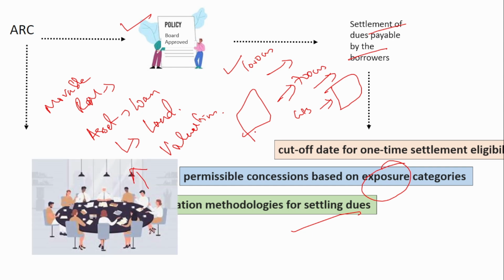And also in asset reconstruction, the board of directors, if you see, it must have at least 2 independent directors. Remember, in the asset reconstruction company's board of directors, at least 2 directors should be independent directors.